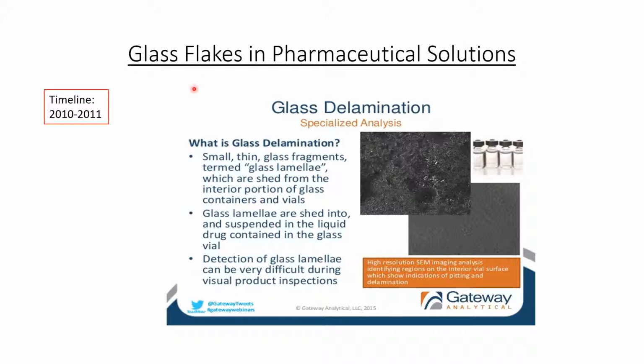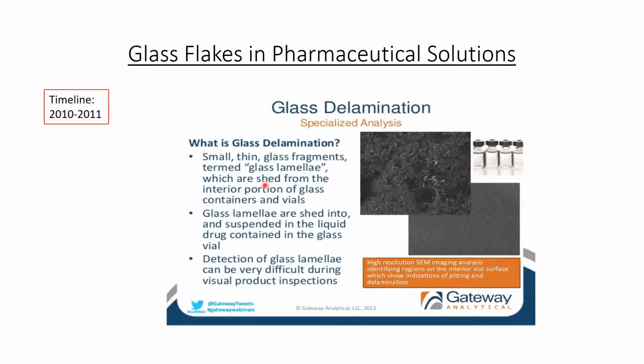The next example is glass flakes in pharmaceutical solutions, and the timeline for this is around 2010 to 2011. That's when a lot of work was done on this problem by a variety of labs. What is glass delamination? These are small, thin glass fragments, termed glass laminae, which are shed from the interior portion of glass containers and vials.